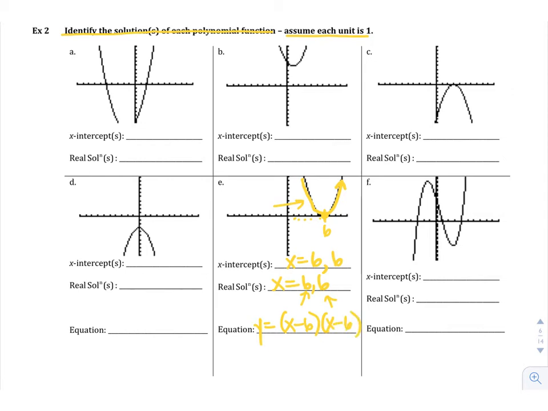Now you could also, if you wanted, multiply it out and write y equals x squared minus 12x plus 36, which I got from foiling that out. I just didn't show all steps.